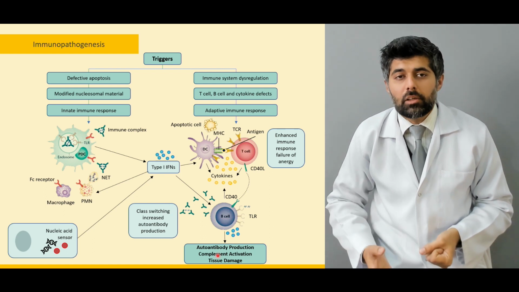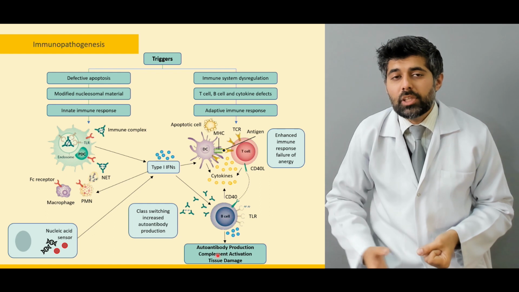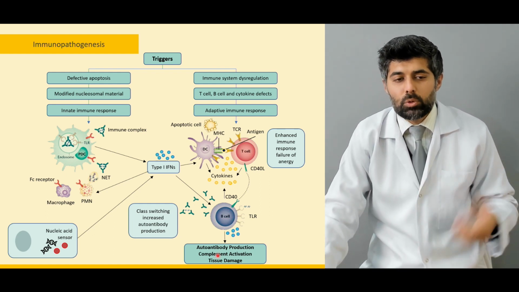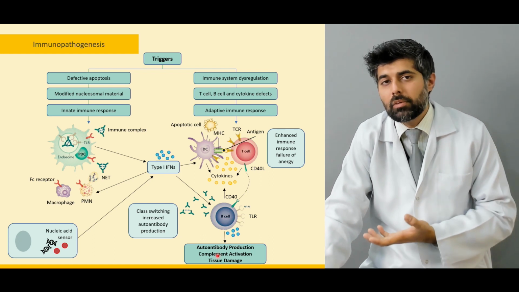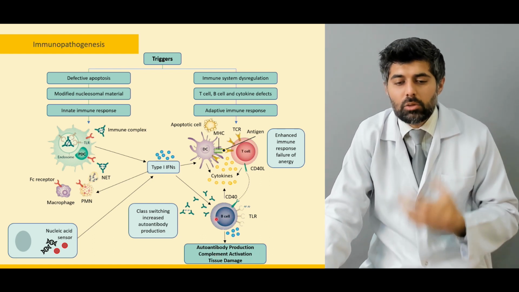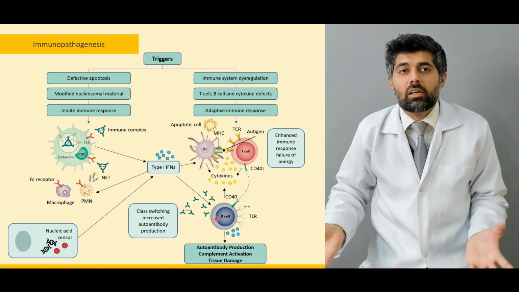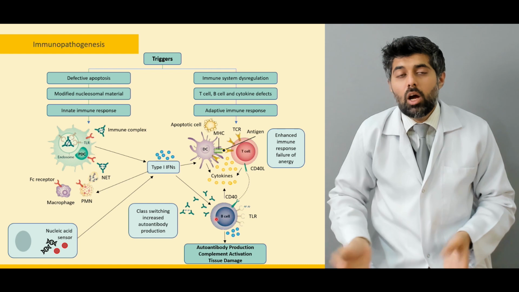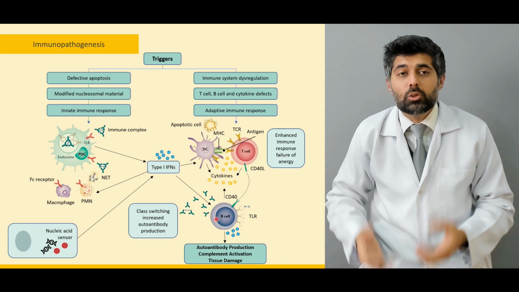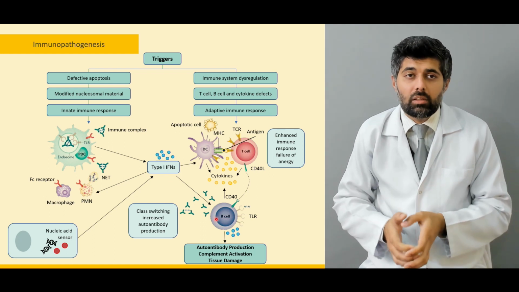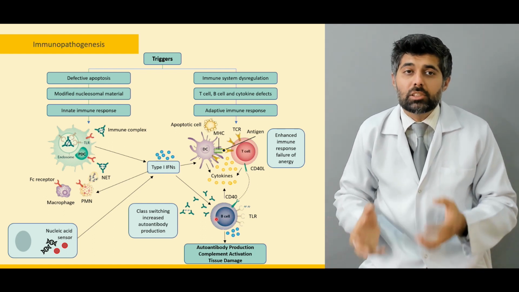formation of the interferons. And because of this, the formation of the immune complexes in both the innate and the adaptive immunity, we start to have autoantibody production and then the complement activation. All of this starts to damage the cells and ultimately tissue, and then the organ function is compromised.